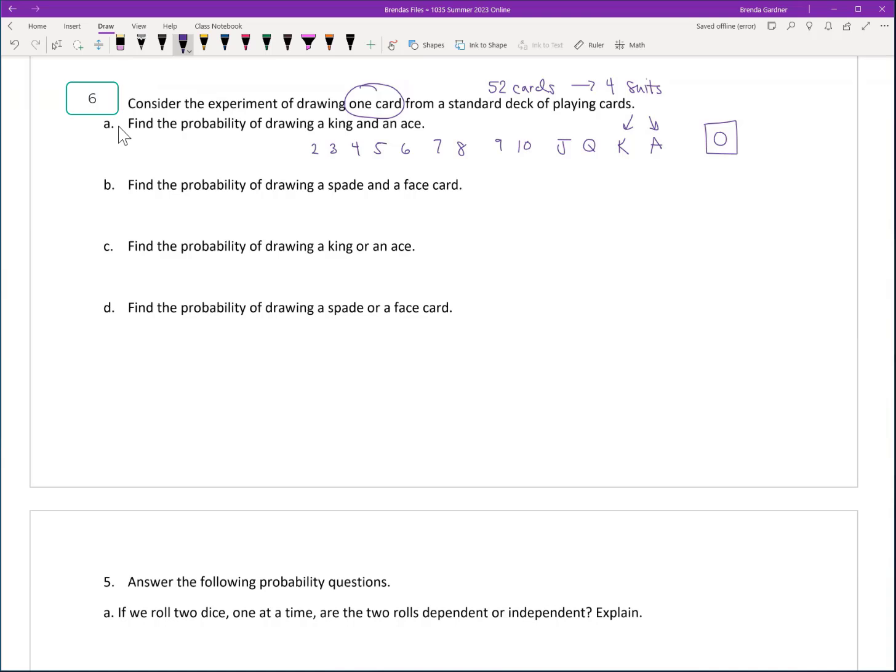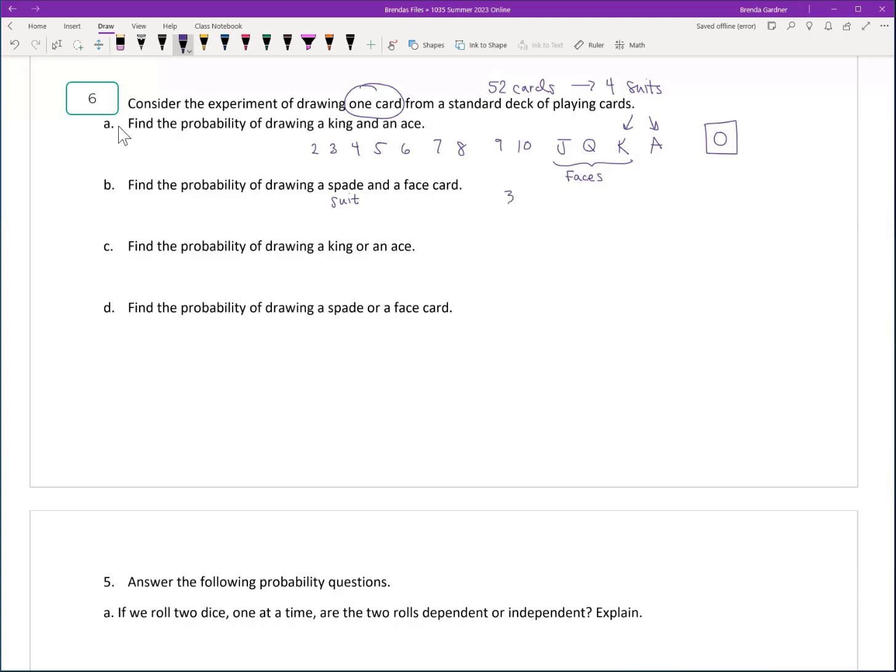What's the probability of drawing a spade and a face card? So these are considered faces: a jack, a queen, and a king. If you had the cards in front of you, you would literally see faces on them, like people. And so those are considered faces. So a spade is a suit. And so there would be a jack, a queen, a king, that all are spades.